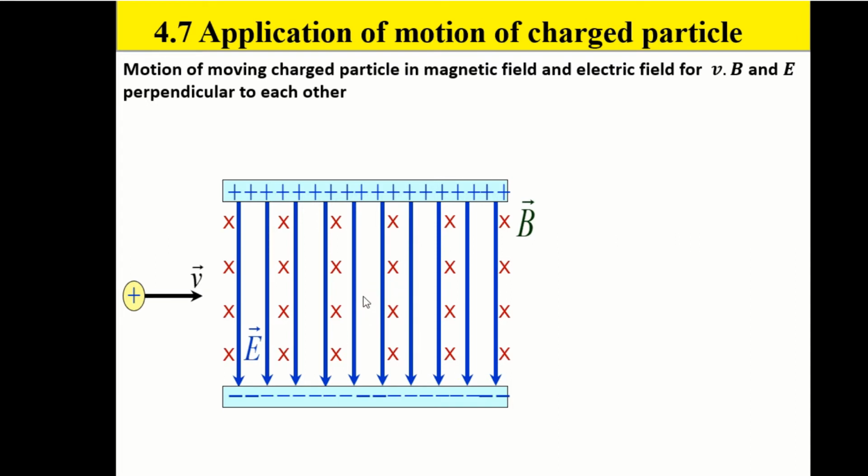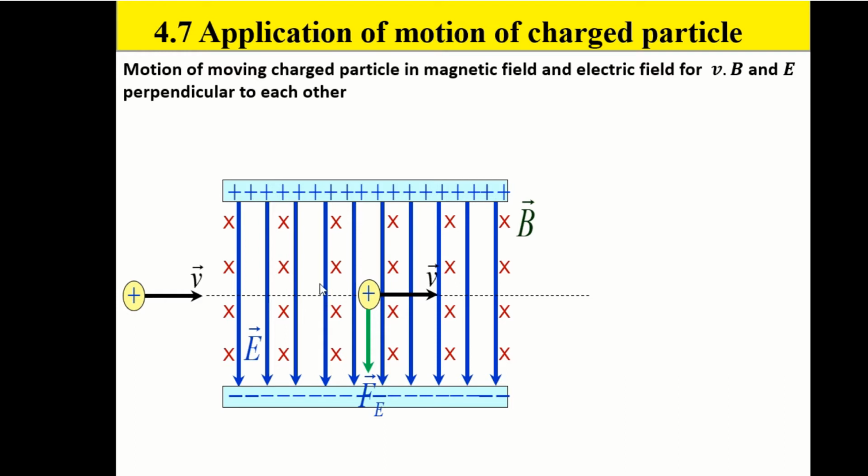So if the charged particles enter the velocity selector, the charged particle will experience two forces. One is the electric force and the other one is the magnetic force. So where are the directions of the two forces? We know that the positively charged particle is always attracted to the negative plate. So the direction of the electric force is downward. Okay, now where is the direction of the magnetic force?